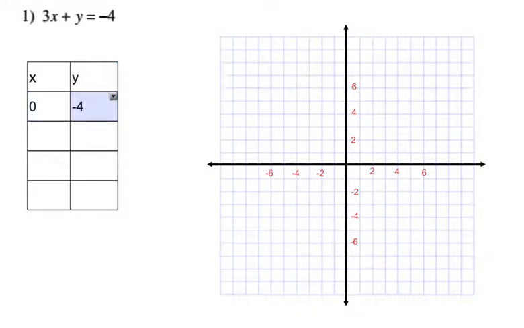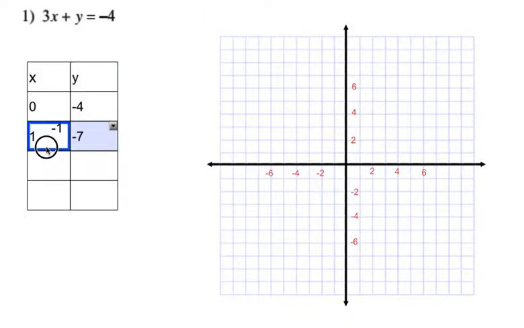Then I'm going to choose 1. I put 1 in there for x, and I get 3 times 1, which is 3, and I'd have to subtract 7 in order to get -4. So I think that's another point that's going to be on my graph. Remember, these are points, these are x and y values, ordered pairs that make the equation true. That's what I'm looking for.